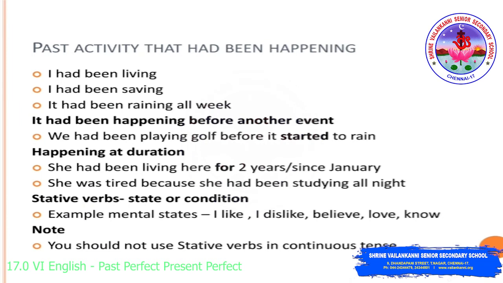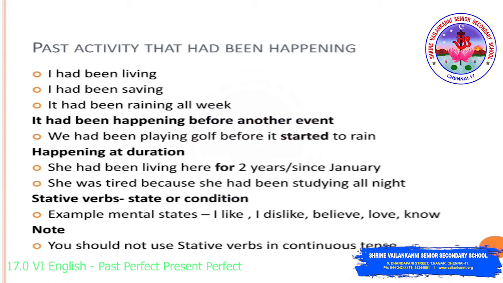Now, let's look at the situations where we use past perfect continuous tense. A past activity that had been happening before another event, or happening over a duration. I had been living. I had been saving. It had been raining all week. We had been playing golf before it started to rain. That is happening before another event, started to rain.